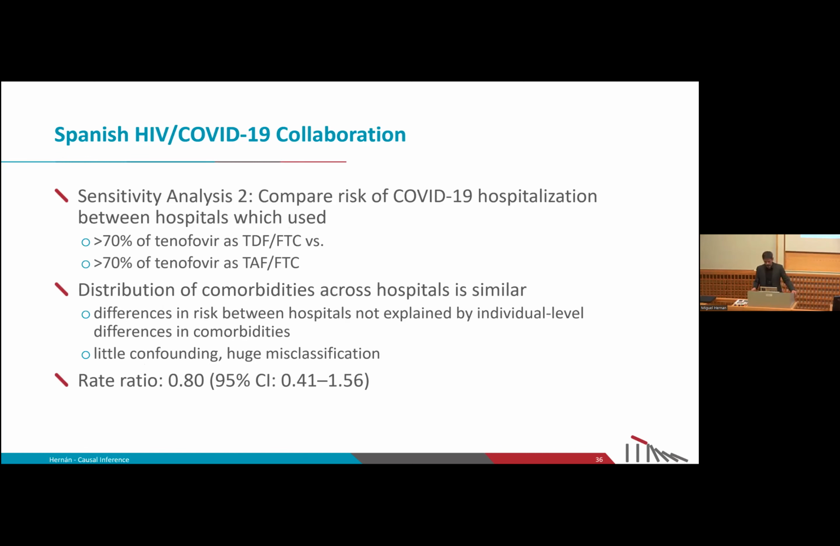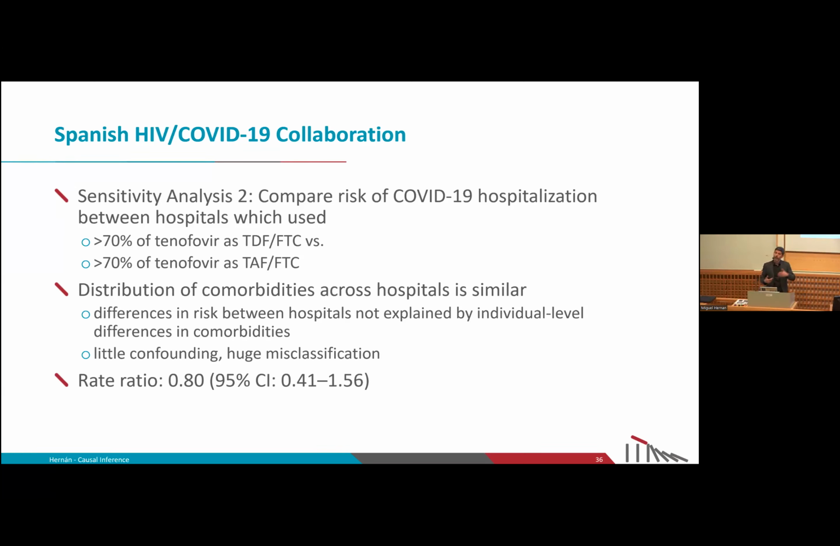Something else that we did is that some hospitals in Spain tend to use TDF, and other hospitals tend to use TAF, which is the other form of tenofovir, for which we couldn't find any inverse association with COVID risk or hospitalization. So whether the hospital uses one or the other has nothing to do with the clinical status of the patients. Some hospitals have decided to use the more expensive drug for whatever reason, and other hospitals have decided to stay with the cheaper drug. But the type of patients that go to all the hospitals are similar.